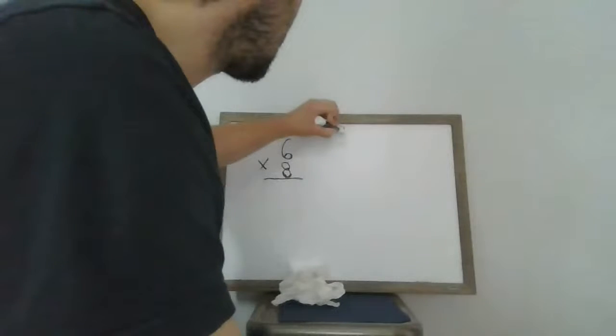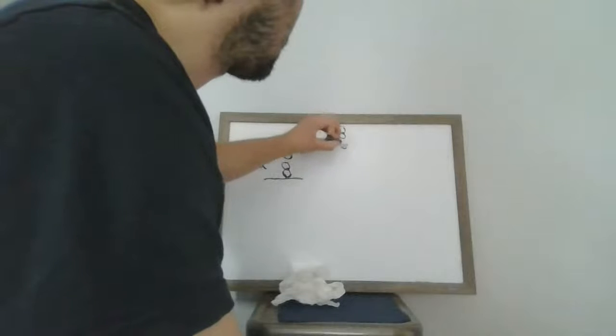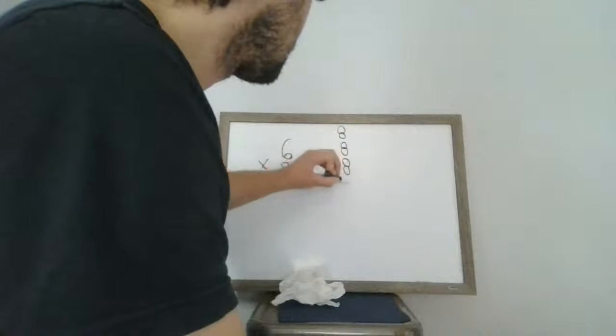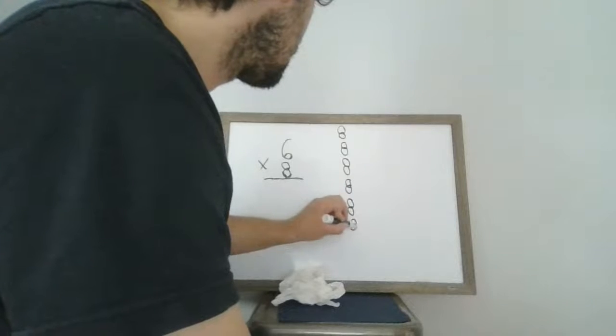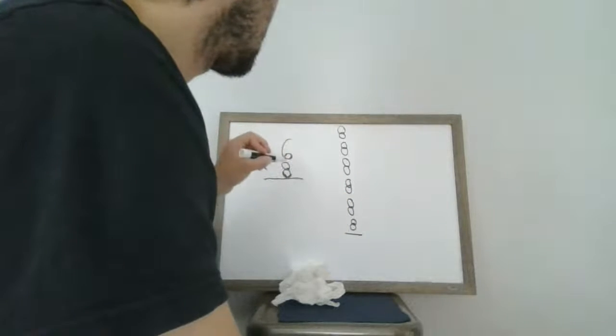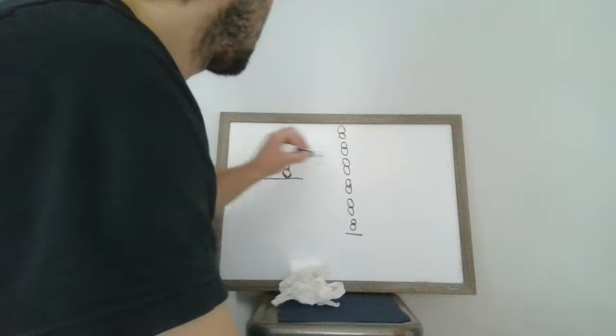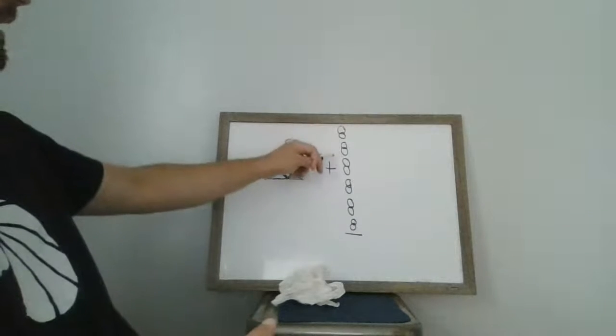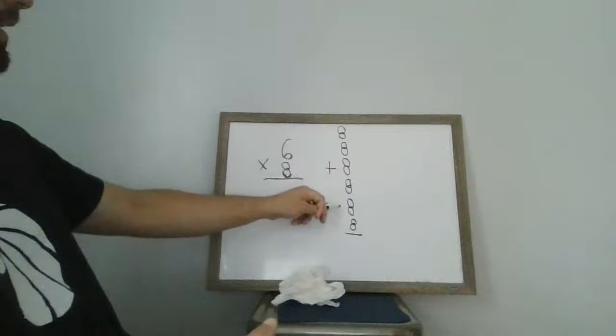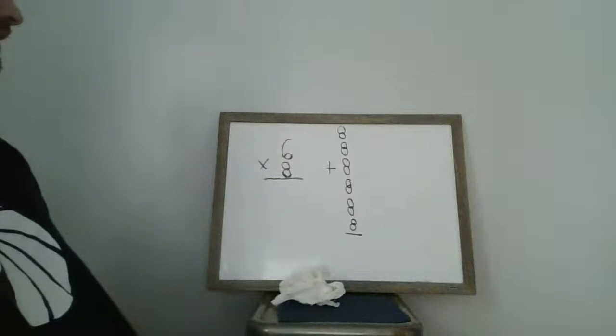So 6 times 8, if we're going to write it as a repeat addition problem, 6 times 8 is the same as 8 plus 8 plus 8 plus 8 plus 8 plus 8.